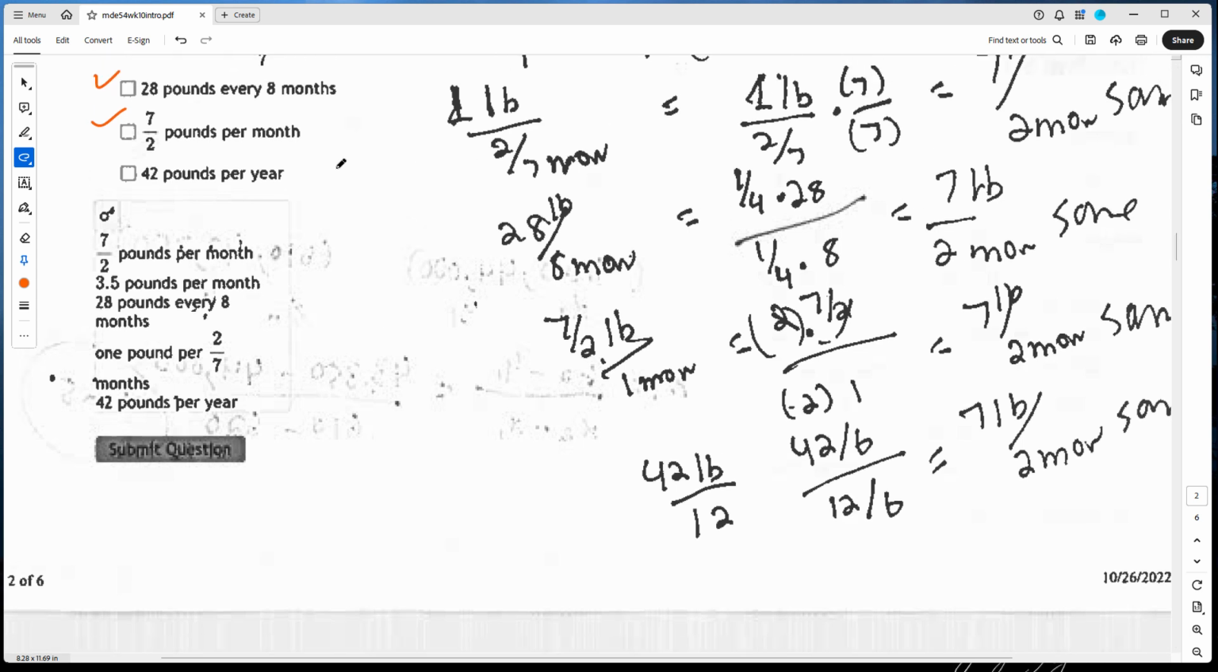Next one, last one here, I have 42 pounds per 1 year. Since it's in months, I rewrote that as 12 months. And then I still have 42 pounds for 12 months. So I divided both by 6. End up with 7 pounds every 2 months. So they're all the same there.